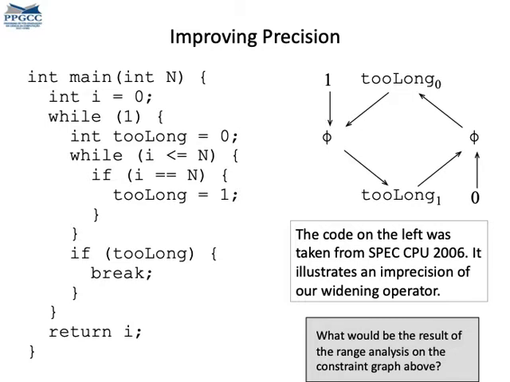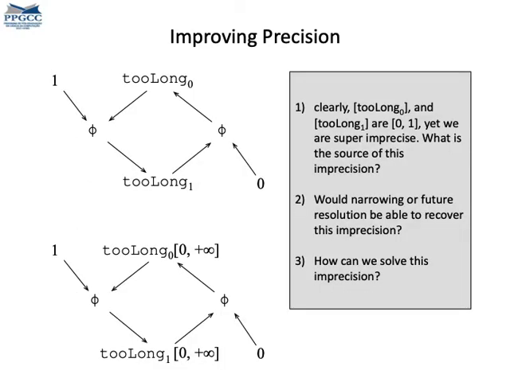For instance, consider this program on the left. Its constraint graph appears on the right. What would be the ranges of variables too long 0 and too long 1? If we simply apply our growth analysis, then there are two possible results. If we start propagating ranges from the constant 0, then we end up with these ranges that you can see on the bottom of the figure. All the variables go from 0 to plus infinite.